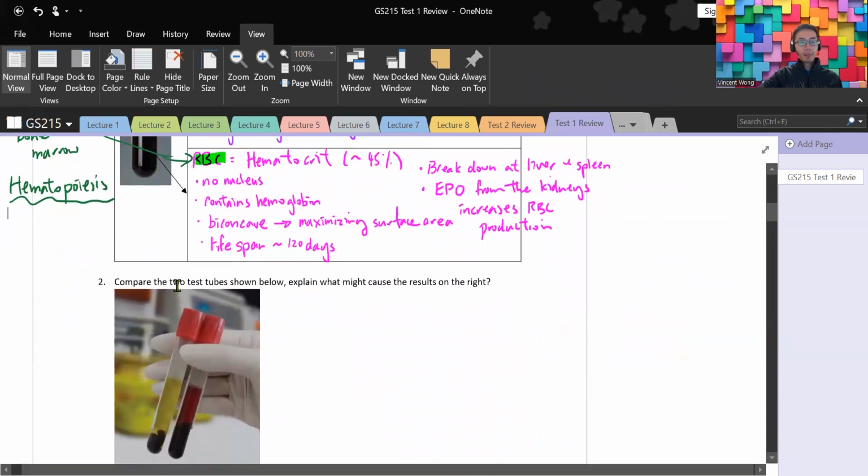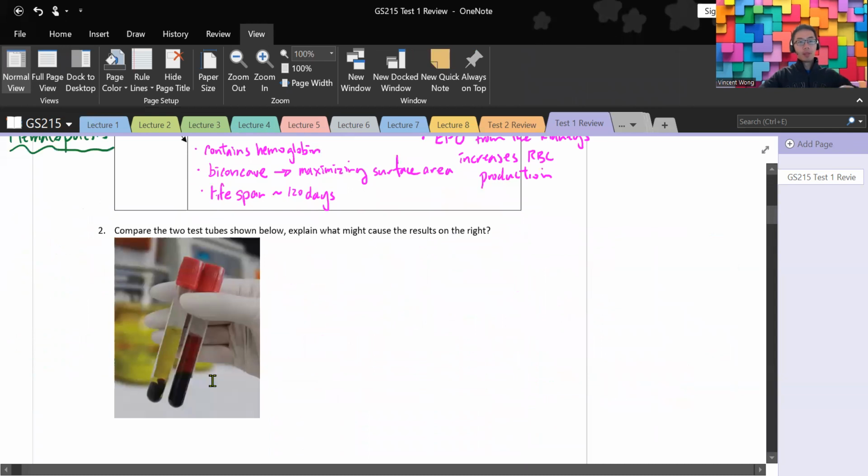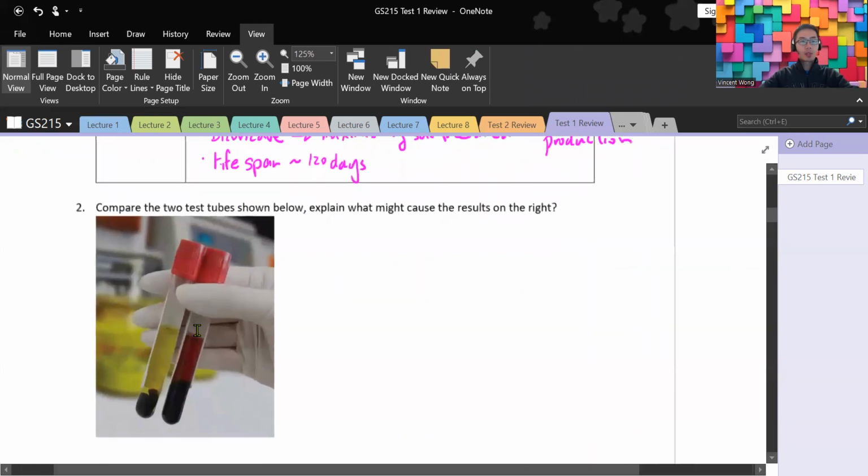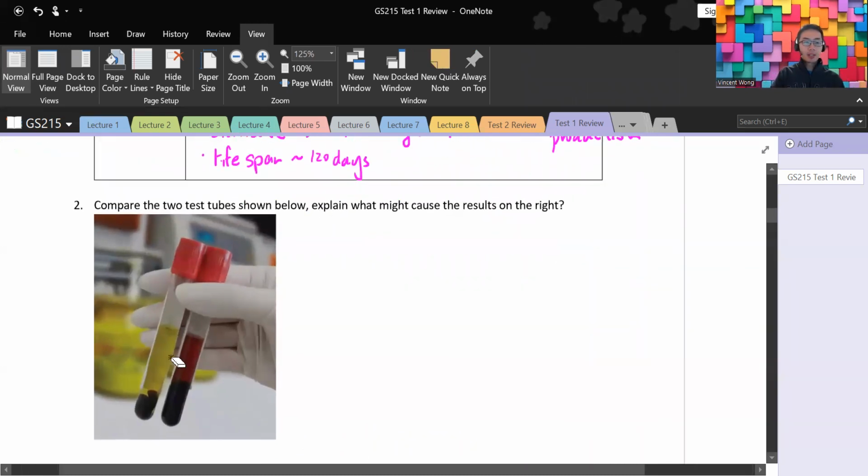Okay. Compare the 2 test tubes shown below. Explain what might have caused the results on the right. The left one is the normal one right here. You can see the plasma. You can see the hematocrit. Although the plasma here looks a little bit more than it normally would have. Doesn't seem like there is too much red cell here. But for our purpose, let's just say this is the normal one.